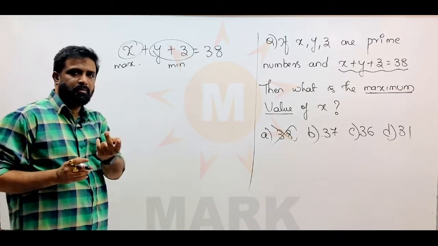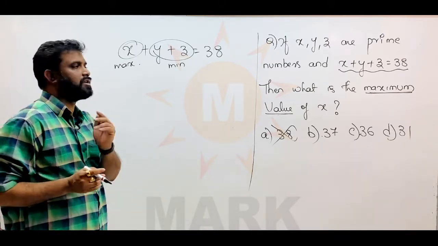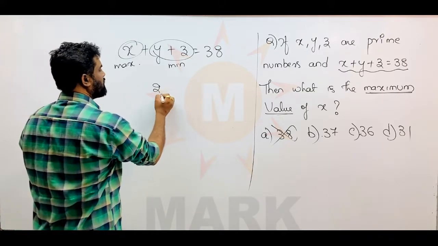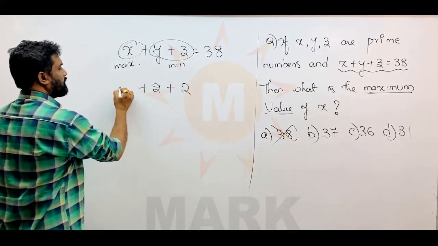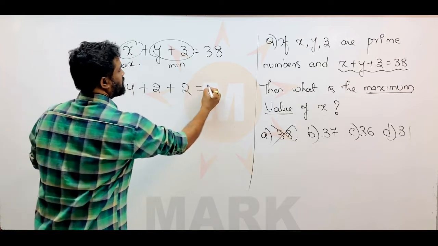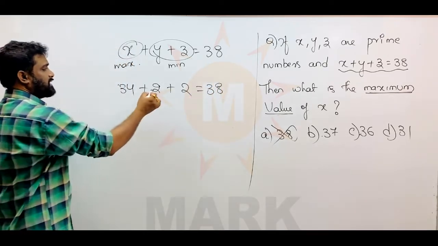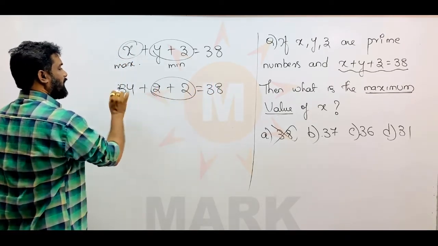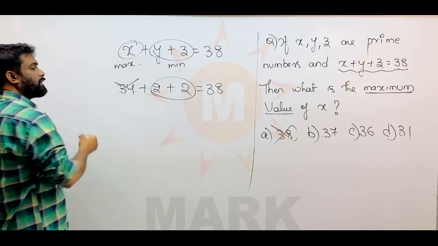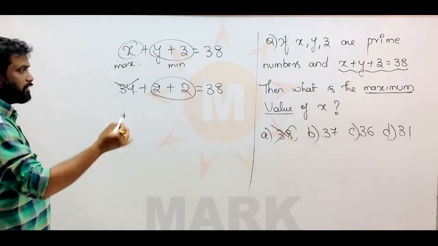2 is the first prime number and obviously it is also the least prime number. So I will take both the values as 2, and then the value of x will be 34, so that the sum is always fixed. Friends, this sum is 4 and this is 34. 34 is not a prime number.